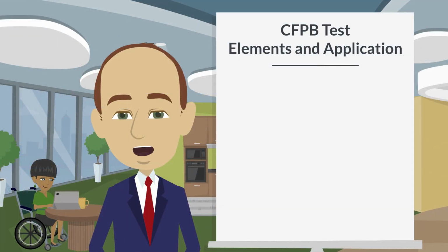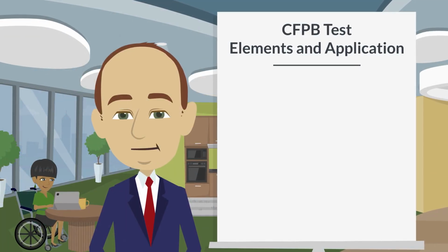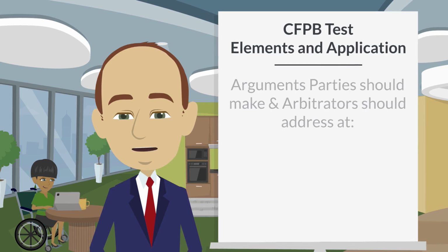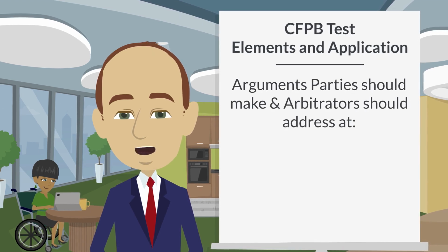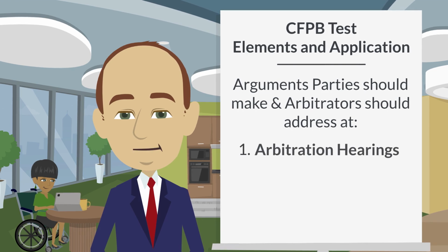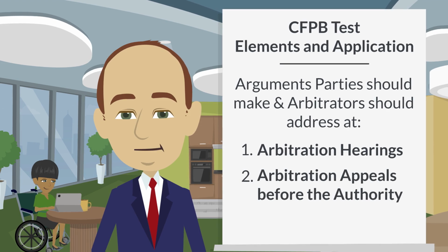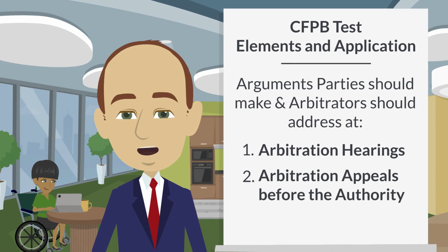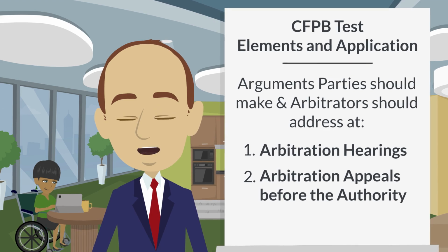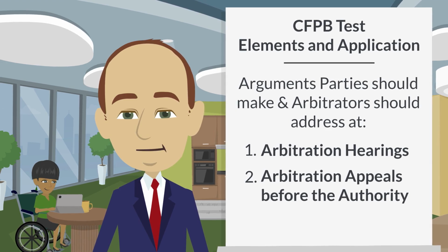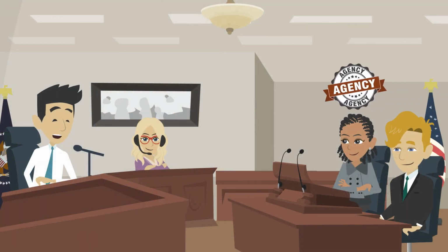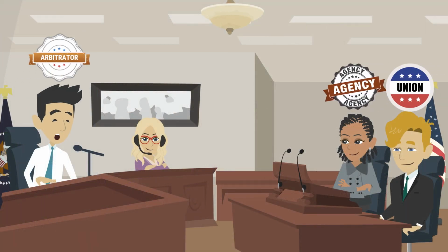We're going to explain the elements and application of the CFPB test by explaining the arguments parties should make and arbitrators should address at arbitration, and that parties should make in arbitration appeals before the authority. We hope to help you understand your respective burdens and be able to practically apply this test in actual cases, whether you are a management representative, a union representative, or an arbitrator.